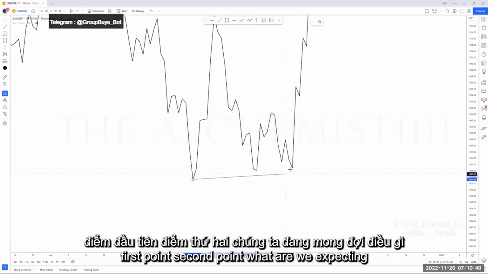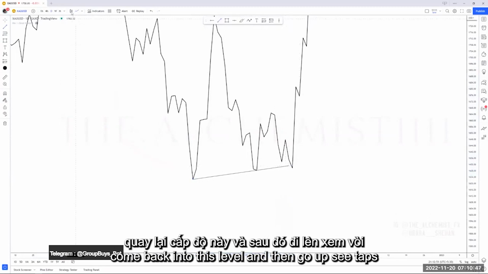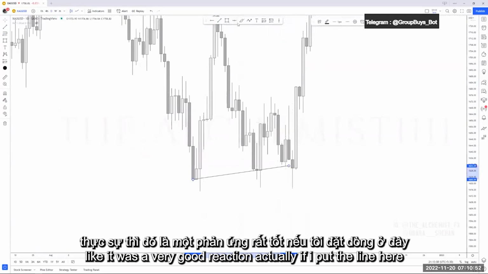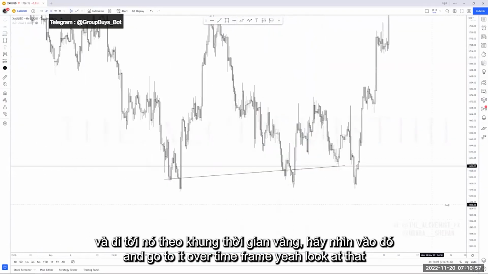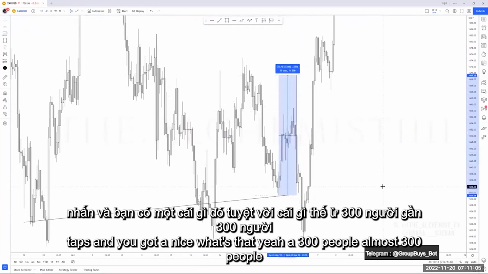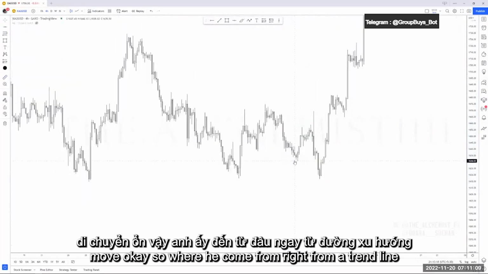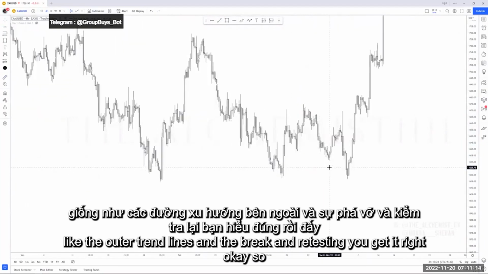So first point, second point, what are we expecting? It's magnet 2. Okay. So what are we expecting? Price to come back into this level and then go up, see? Taps. Like it was a very good reaction actually. If I put the line here and go to a lower time frame, yeah, look at that. Taps. And you got a nice, almost 300 pip move. Okay, so where did it come from? Right from a trend line. So that is about the outer trend lines and the break and retesting.